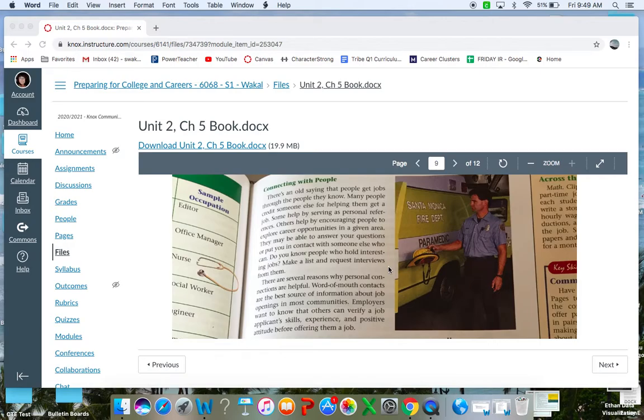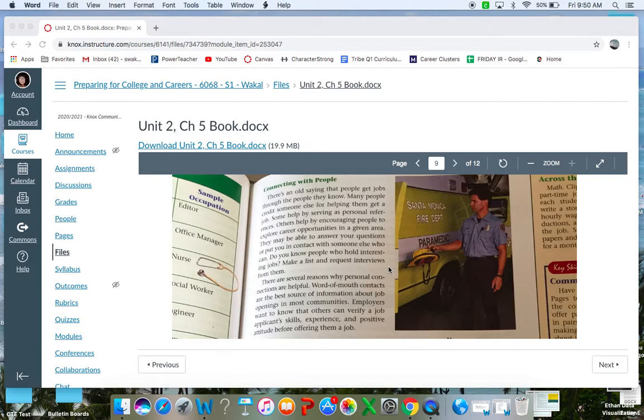Do you know people who hold interesting jobs? Make a list and request interviews from them. There are several reasons why personal connections are helpful. Word of mouth contacts are the best source of information about job openings in most communities. Employers want to know that others can verify a job applicant's skills, experience, and positive attitude before offering them a job. So get to know people that do the job that you want to do.